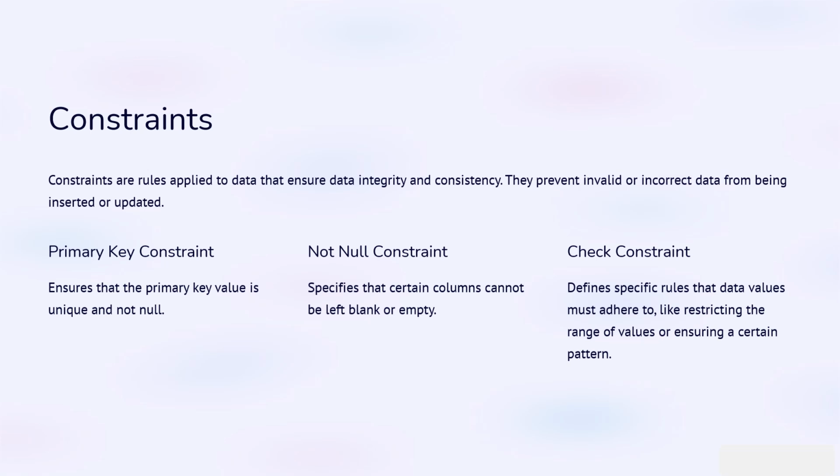We have the constraints. Constraints are rules applied to data that ensure data integrity and consistency, in which we have the primary key constraints, the not null constraints, and the check constraints. Under primary key, it ensures that the primary key value is unique and not null. We have the not null constraints, which contain columns that cannot be left blank or empty. Then under check constraints, we define the specific rules that data values must adhere to, like restricting the range of values or ensuring certain patterns.